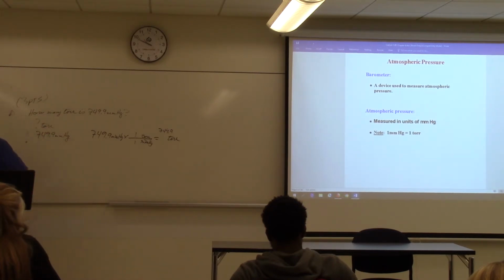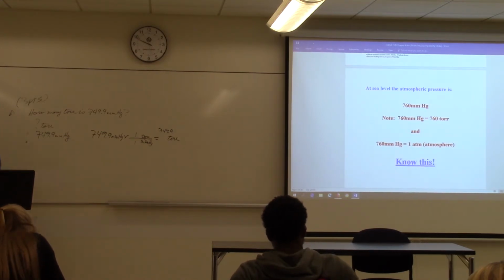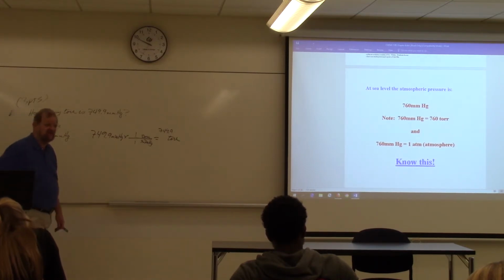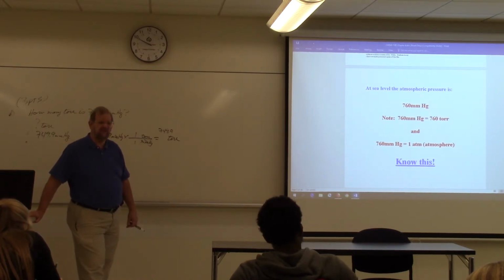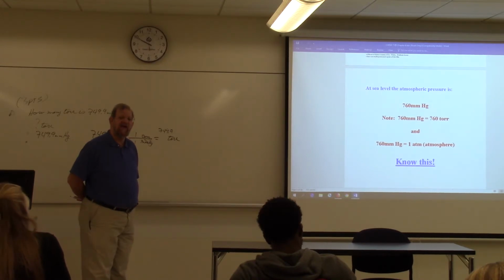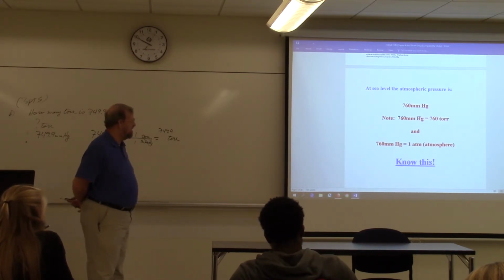Now, a more important measurement is atmospheres. If you look at sea level, by definition, when there's no storm around, and this area right now, Chicagoland, most of it is at sea level, at normal weather conditions, the pressure is 760 millimeters of mercury. Since 1 millimeter of mercury equals 1 torr, that's also 760 torr. By definition, we now call that 1 atmosphere, which is abbreviated ATM. And 1 atmosphere equals 760 millimeters of mercury equals 760 torr.